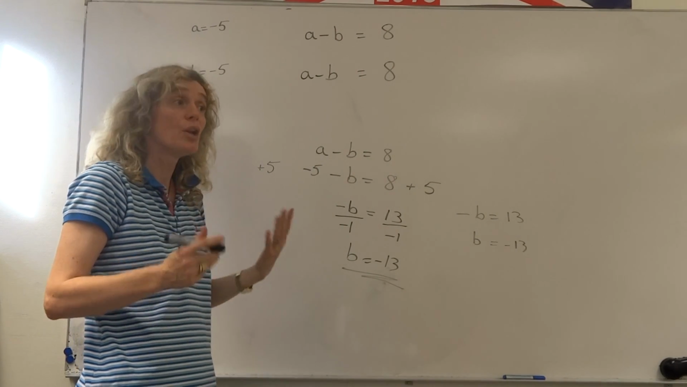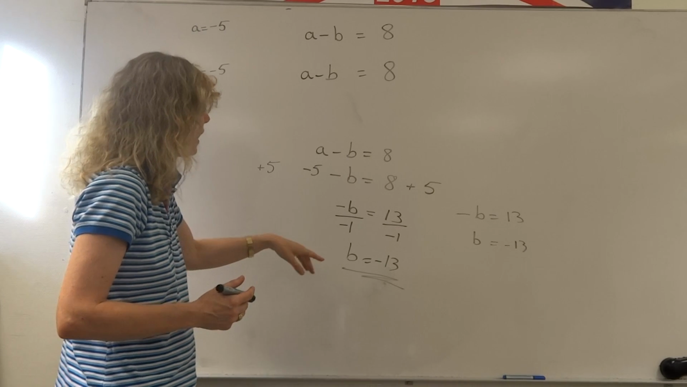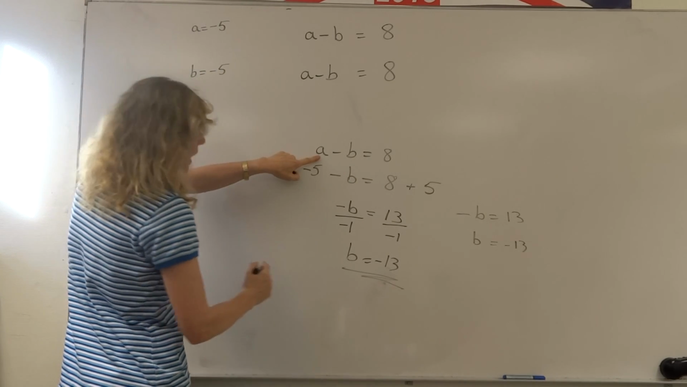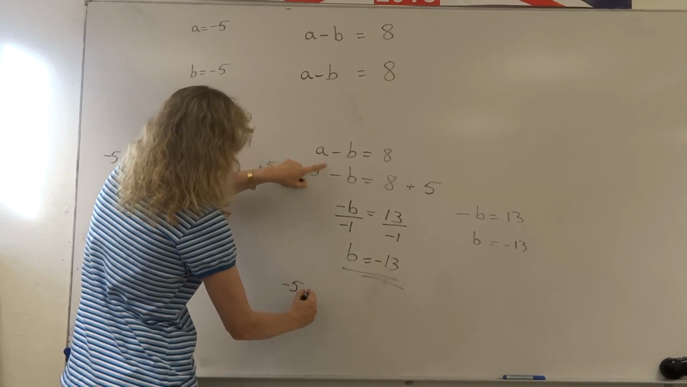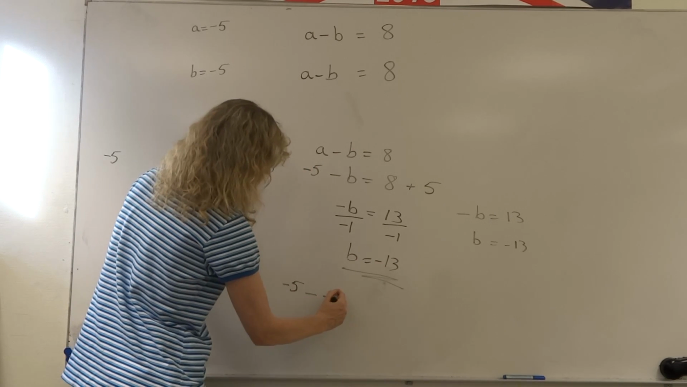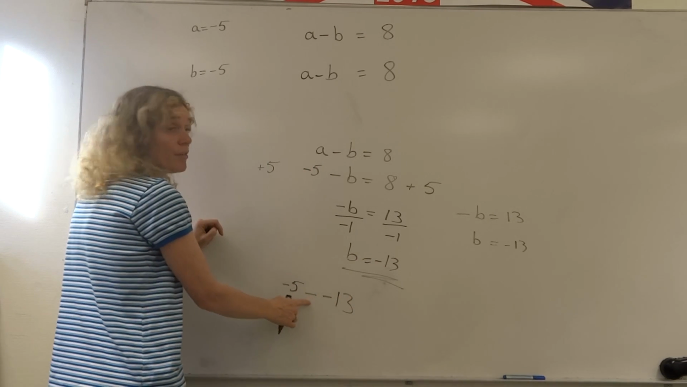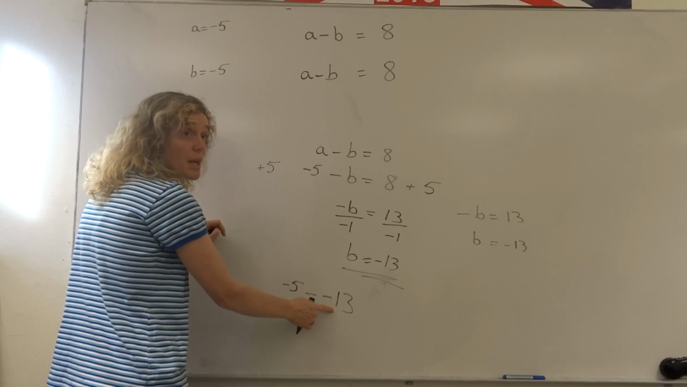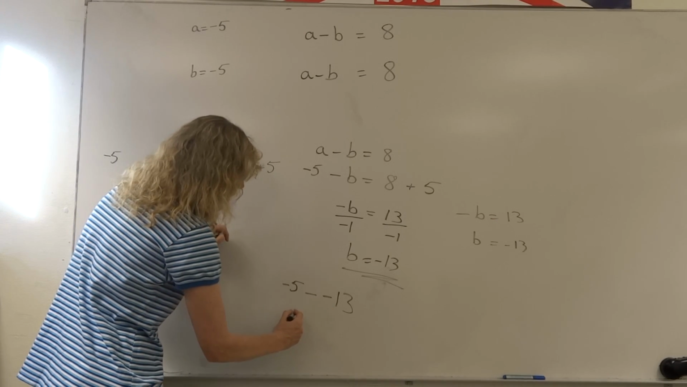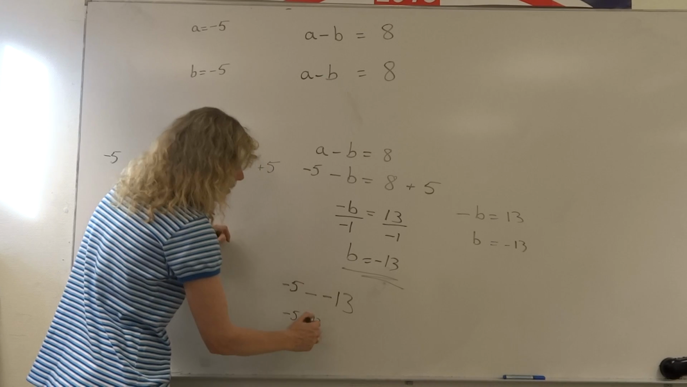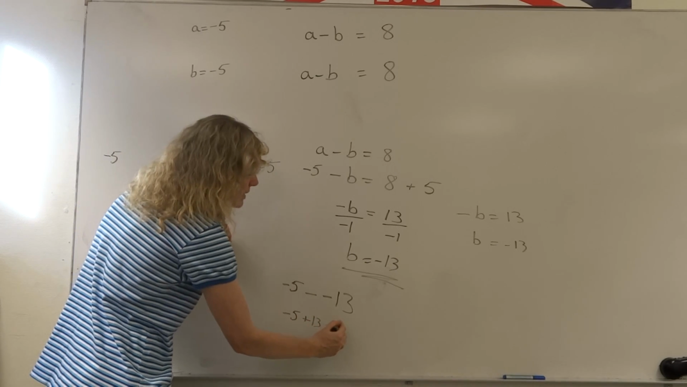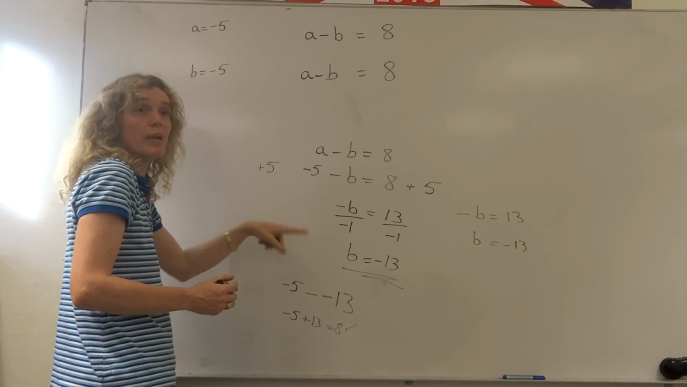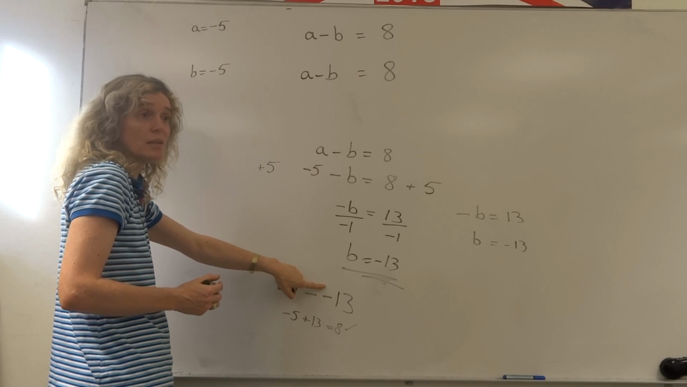Are we ready? No, because we haven't done our check. If we took minus 5 minus minus 13, here we have two minuses. Minus times a minus is a plus. We get minus 5 plus 13. 13 minus 5 is 8. We've done it right. B must be minus 13.